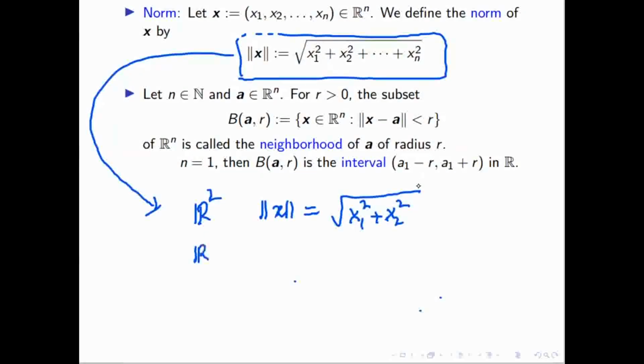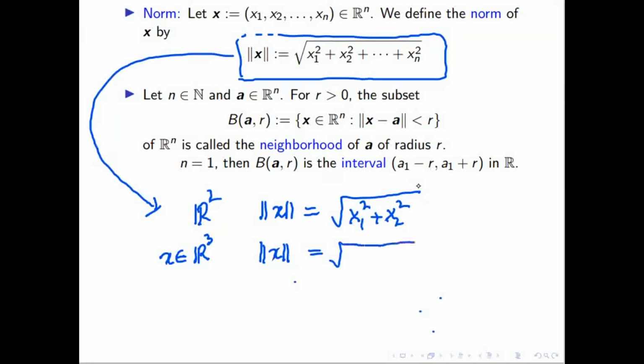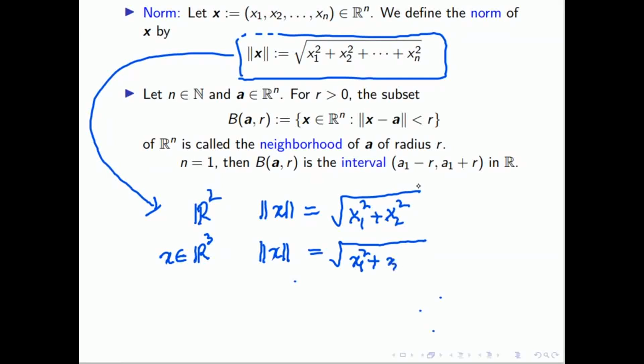Suppose in R3, what will be the formula for norm? x belongs to R3 means it has three components, x1, x2 and x3. Then the formula will become square root of x1 square plus x2 square plus x3 square. Similarly, if you are in Rn, then the same formula, x1 square, x2 square, up to xn square. Suppose x belongs to R, then what is the formula for norm of x? Can anyone tell? Mod x. It will give square root of x square, square root of x1 square, and that is nothing but mod x1.